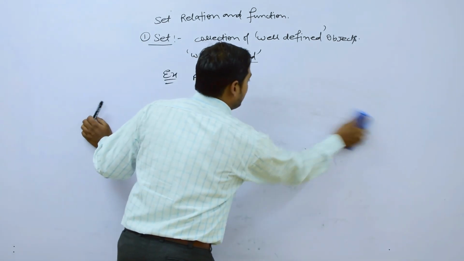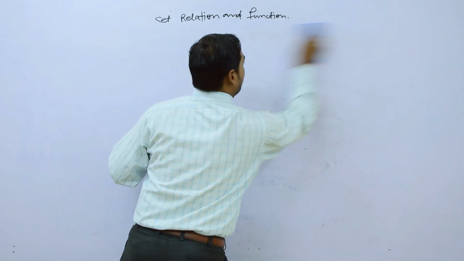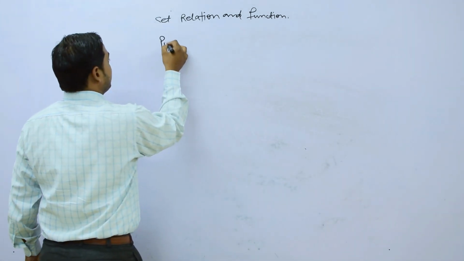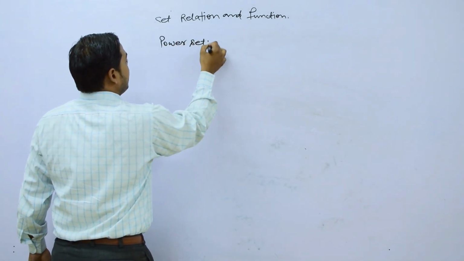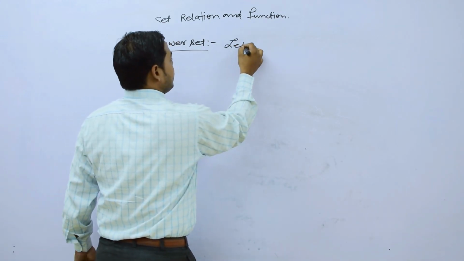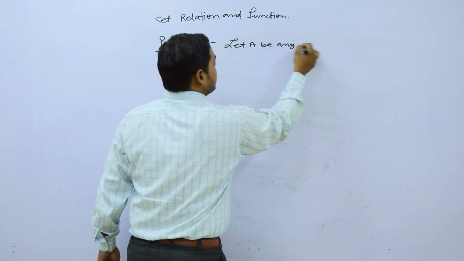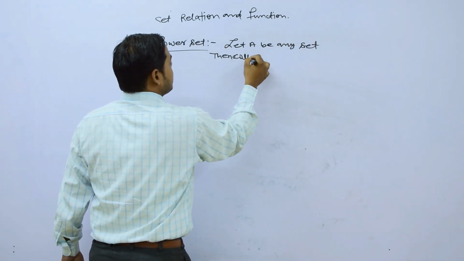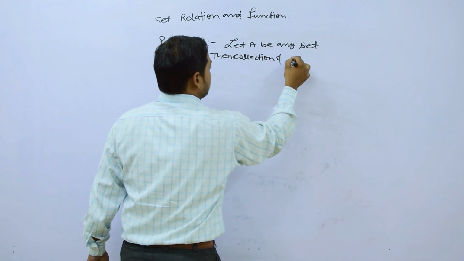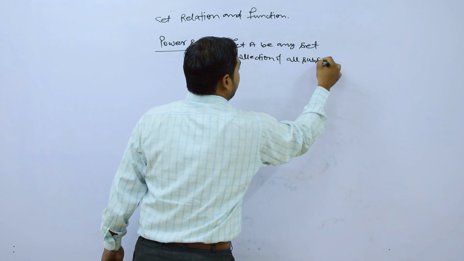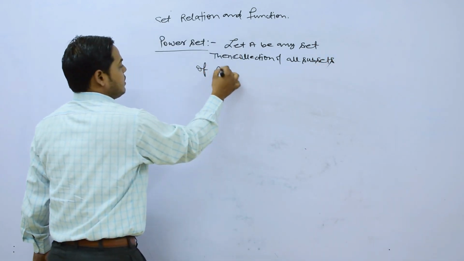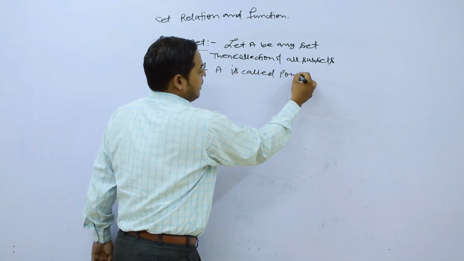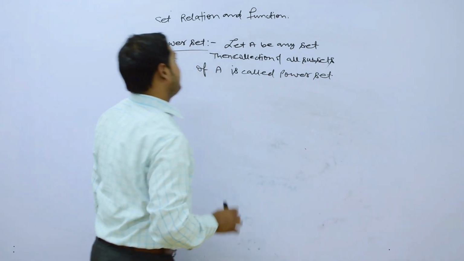Now we know about power set of a given set. What is the meaning of power set of a given set? Now we define a term power set. Let A be any set, then collection of all subsets of A is called power set.